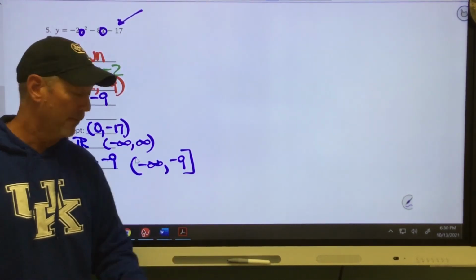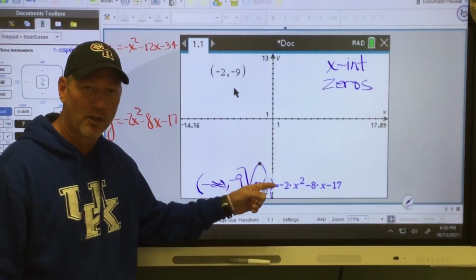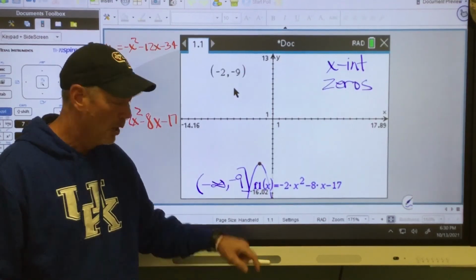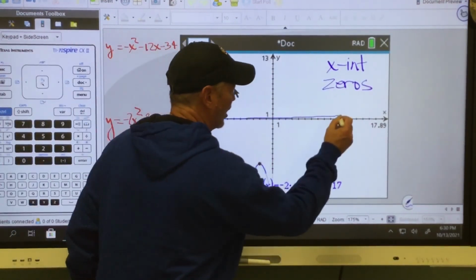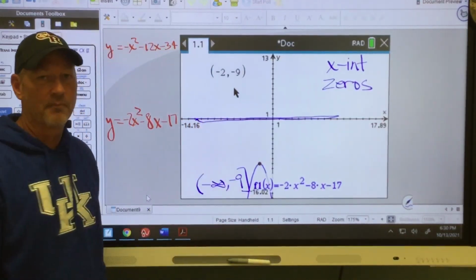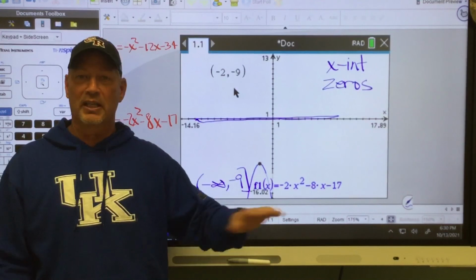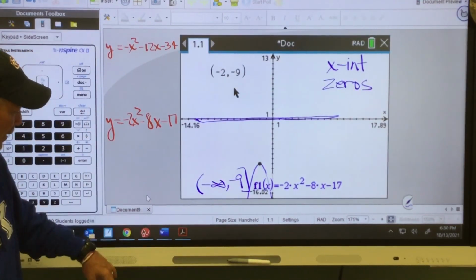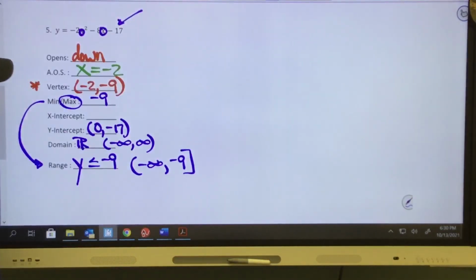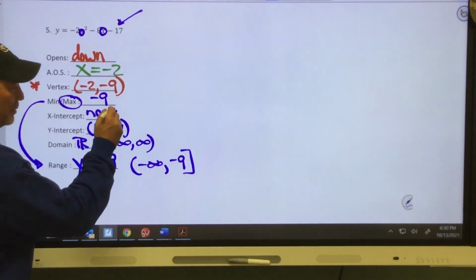But look at our graph. Does my graph open downward? Will my graph ever touch the X-axis? No, it's opening downward, it's going downward. We're never going to touch the X-axis. So in this case, we're going to say none. There are no X-intercepts.